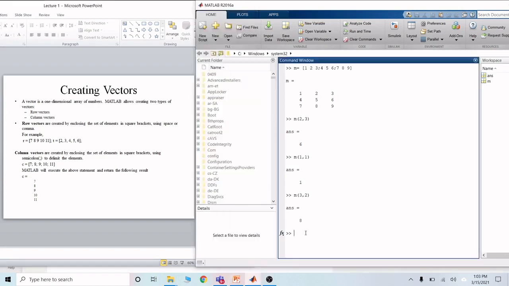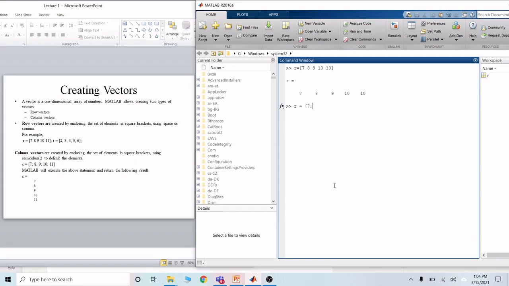Okay, now let's see. Clear is for clearing the workspace, and CLC for clearing the command window. Now write R is equal to 7 space 8 space 9 space 10 space 11, then enter. This is the row vector: 7, 8, 9, 10, 11. Sorry, I have written 10 twice. If you want to write it like this, then you can do the same.